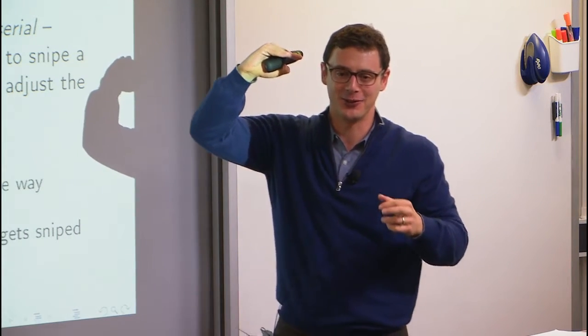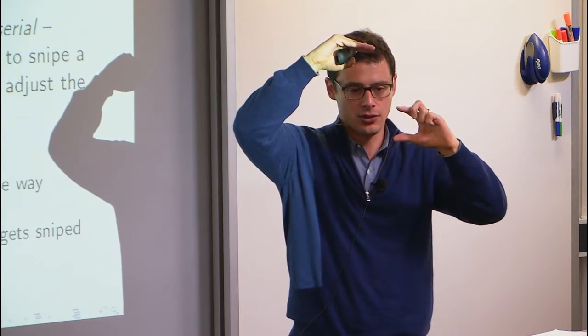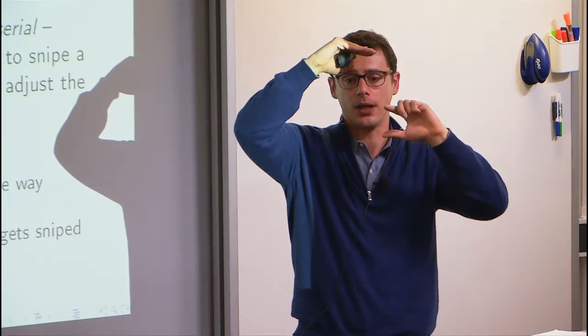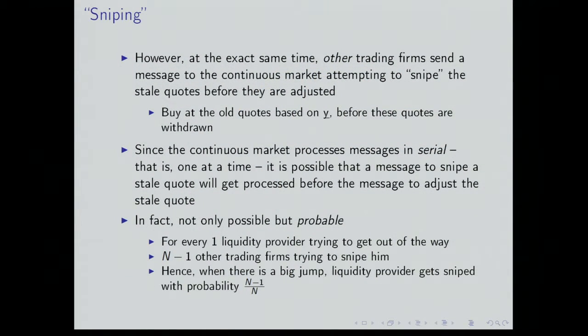At the exact same time that I say cancel these quotes, replace them with these quotes, Twelmas, I'll pick on you if that's okay, is going to send a message to the exchange saying I want to buy at this old ask price. And Costas is also going to send a message saying I want to buy at this old ask price. In fact, the whole room is going to say I want to buy at this old ask price. Because the market is processing these messages in continuous time in a serial process, it's a bit random which message reaches the exchange first. In fact, if there are N of us all equally fast, it's a 1 out of N chance that my request to cancel is processed before one of your requests to snipe me, to trade at my old ask price.